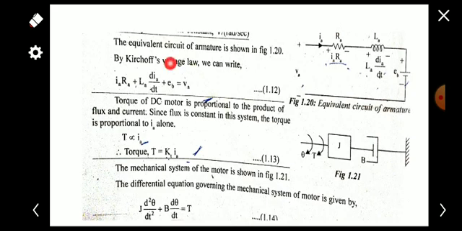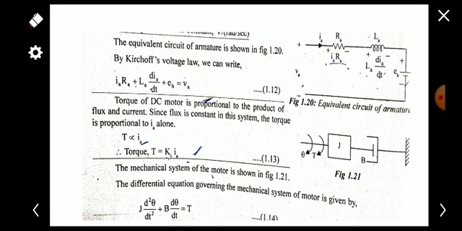The first equation is based on Kirchhoff's voltage law of the entire circuit. This is the equivalent circuit of the armature shown. This is the armature resistance Ra, this is the armature inductance La, this is the back EMF developed, and Va is the applied voltage. By Kirchhoff's voltage law, we can write Ia into Ra plus La into dIa by dt plus Eb is equal to applied voltage Va. So this is the first equation.